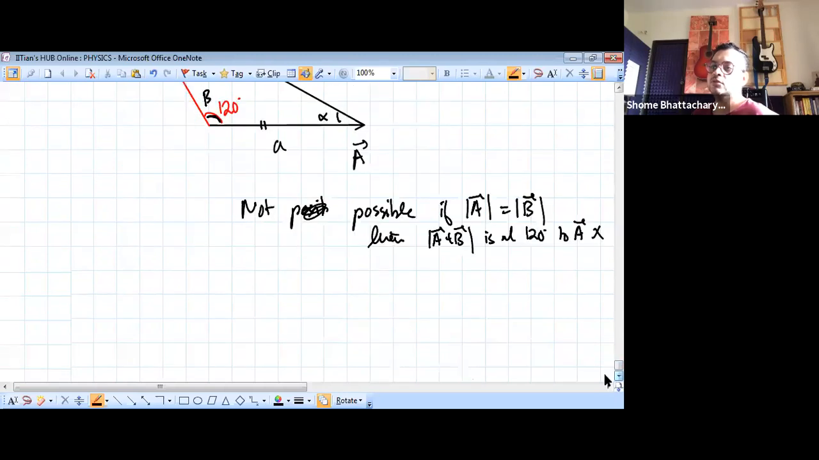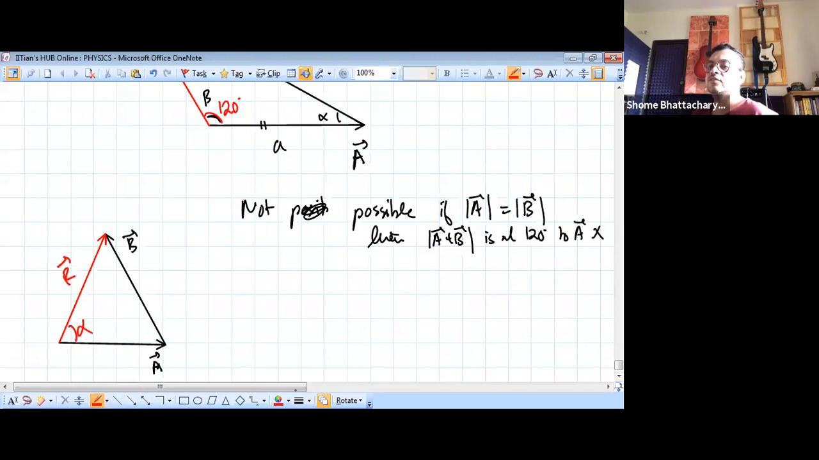Now how can we show this by formula also? By formula we can show that when we normally draw a vector triangle like this, suppose this is some E, this is some B, and the resultant of these. So if this angle is alpha, this angle is theta, this is A and this is B, we have the formula that tan alpha is equal to B sine theta upon A plus B cos theta.